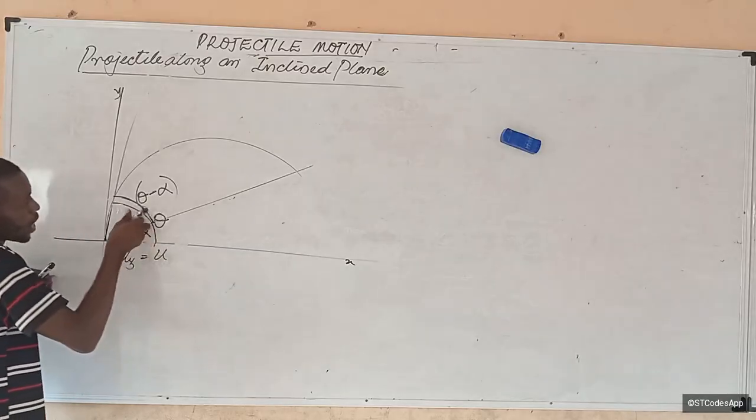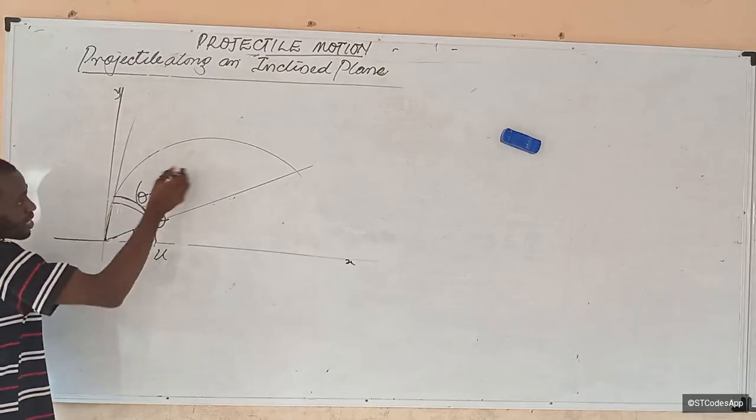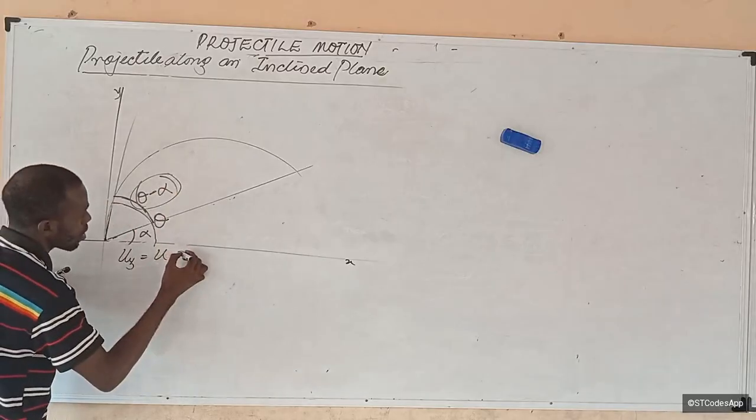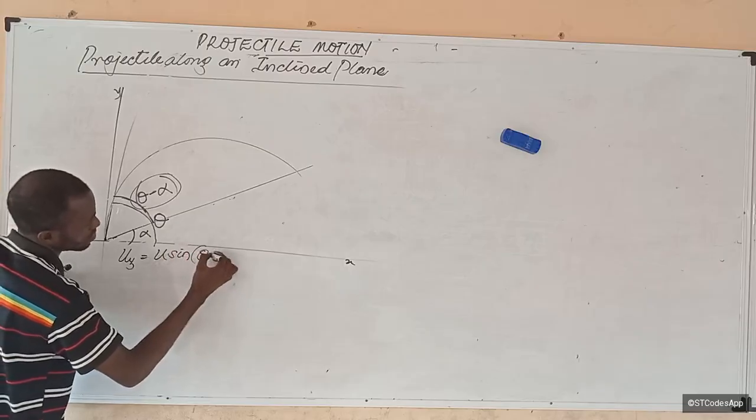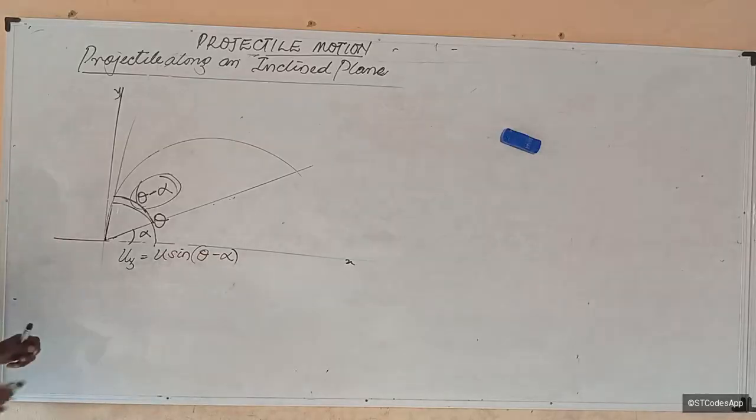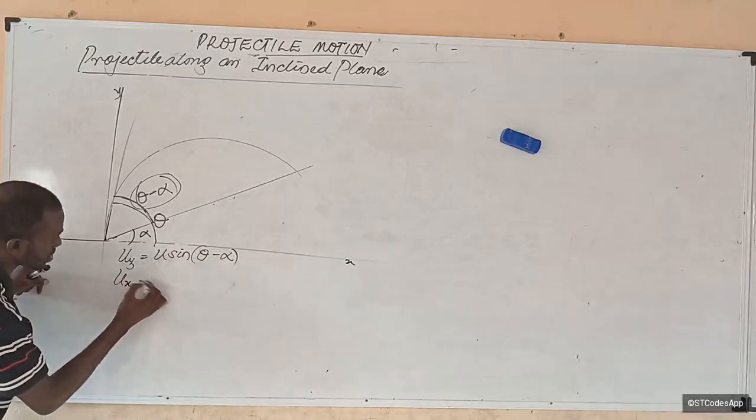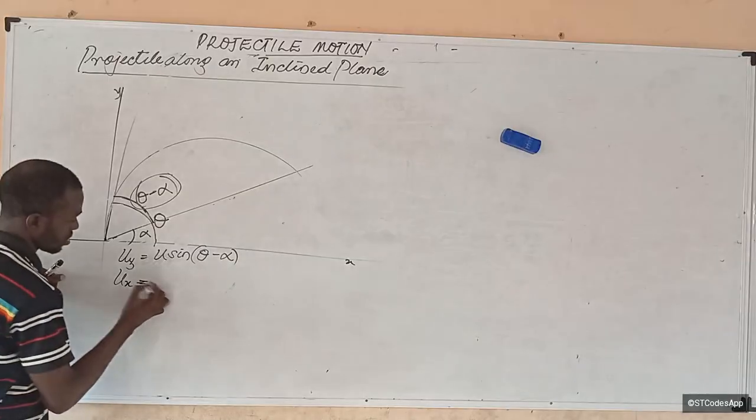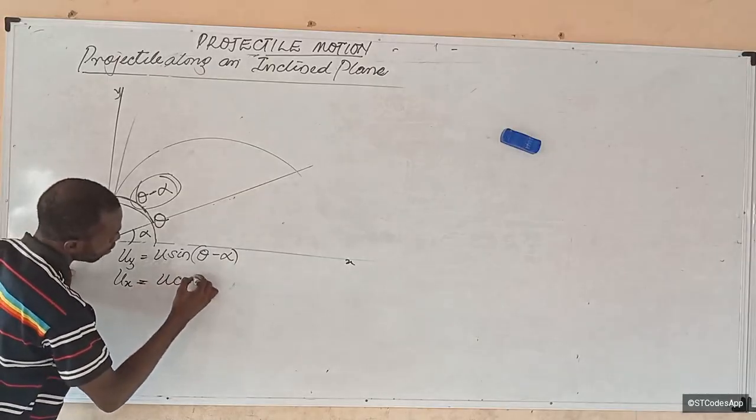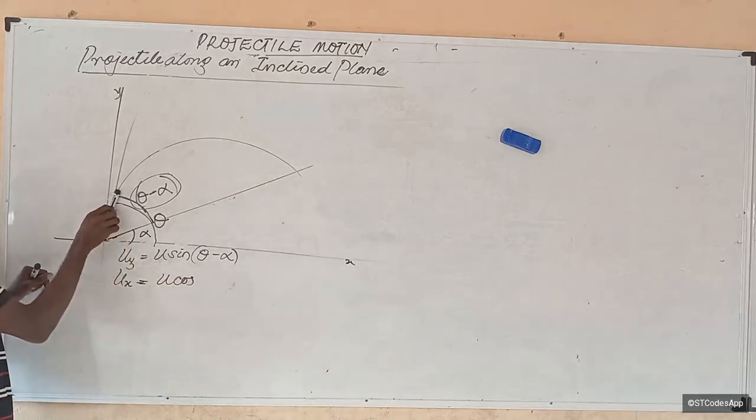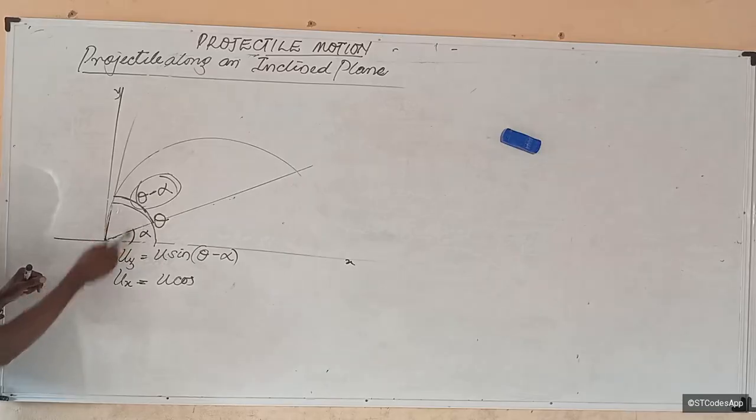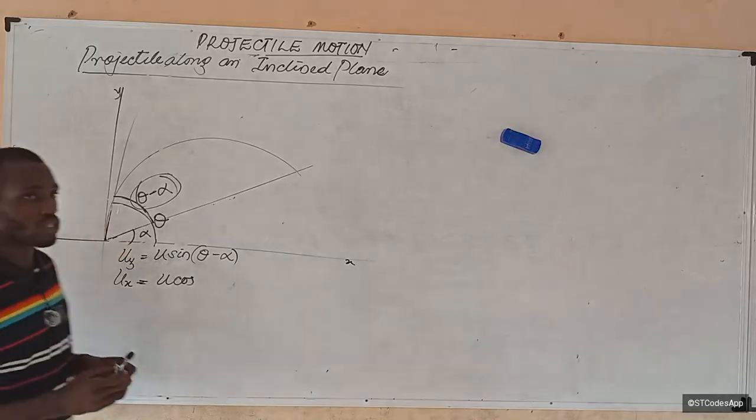We are opening up this angle here. Now the u open is sine, right? U sine theta minus alpha. While u sub x, that doesn't change, is u cos, because we'll be closing. We want to resolve this thing now. We want to resolve it to this. It depends on what you are looking at.